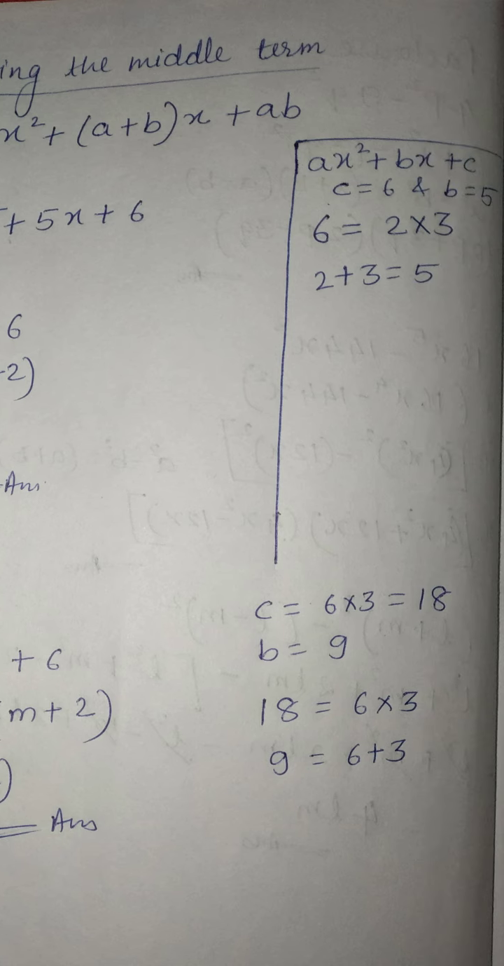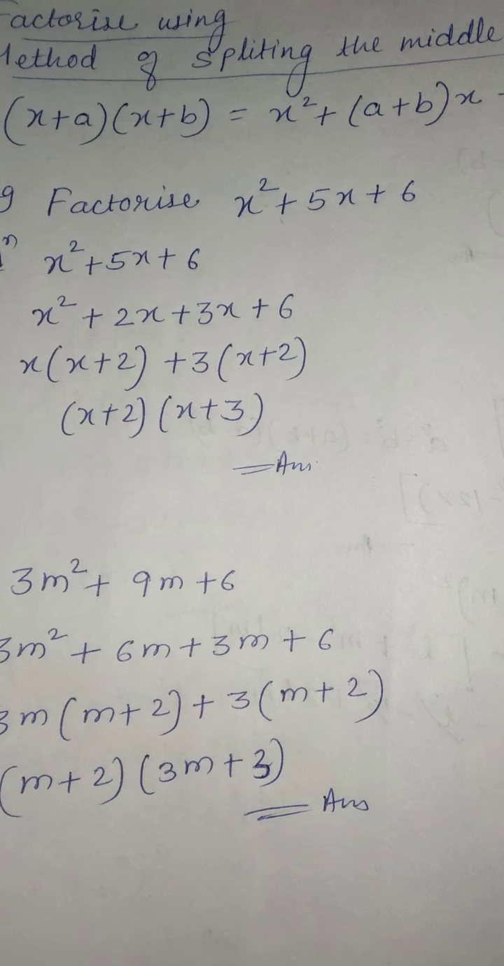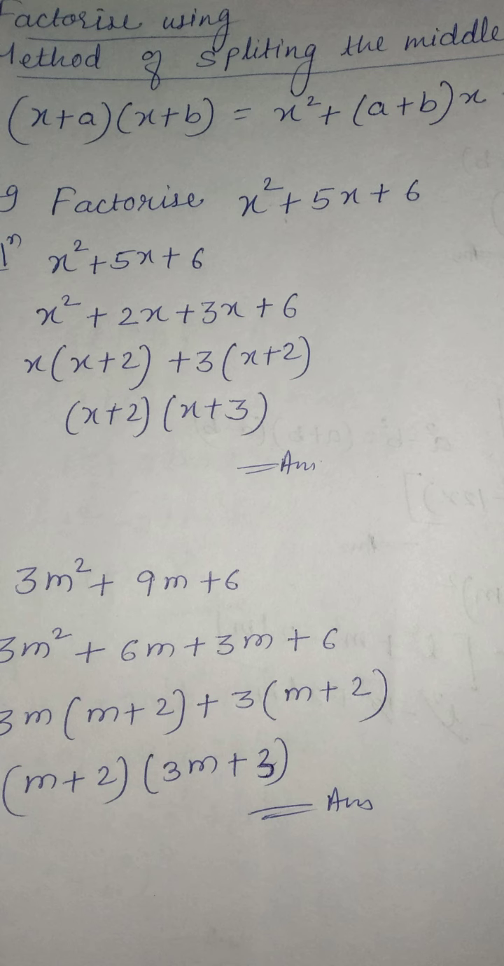So 6 you can write as 2 into 3. So you get the product. c is your 6, because the third term is 6, that you can write in the form of a product. And b is 5, so you can write it as 2 plus 3. You get 5. So your factors here will be 2 and 3. So you can write this as x square plus 2x plus 3x plus 6.